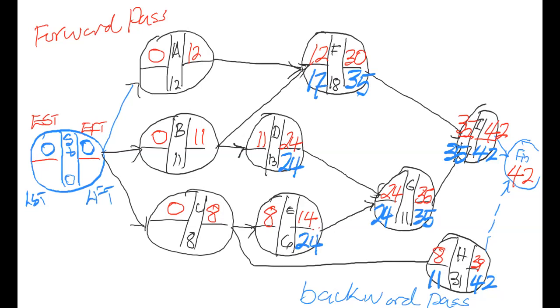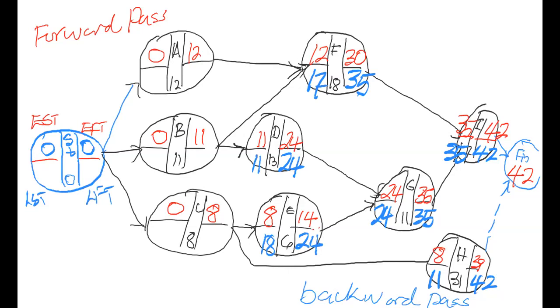So now that we know the late finish for D and for E, we can calculate the late start. So 24 minus 6, it is 18. 24, that's the blue 24, minus 13, that is 11. That's for D. Right, good.